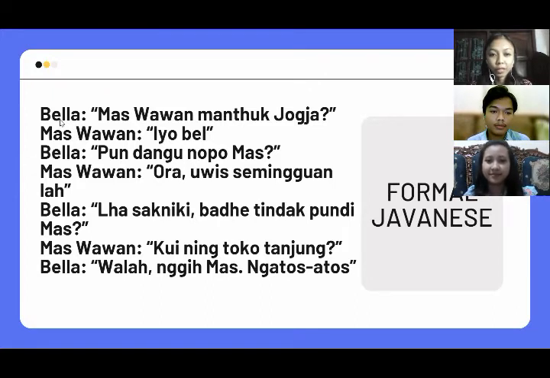Mas Wawan mantuk Jogja. Yo, Bel. Pun dangu napa Mas? Ora wis mingguan lah. Wah, lah sakniki badhe tindak pundi Mas? Kuwi neng toko Tanjung. Oh nggih, Mas, ngatos-atos nggih.